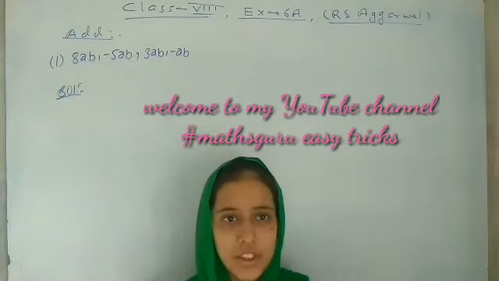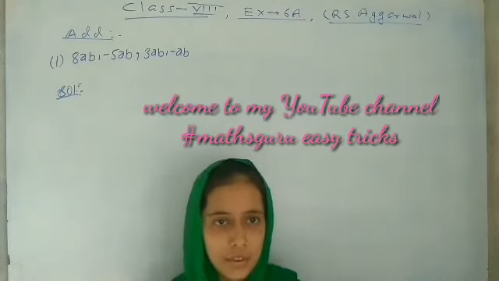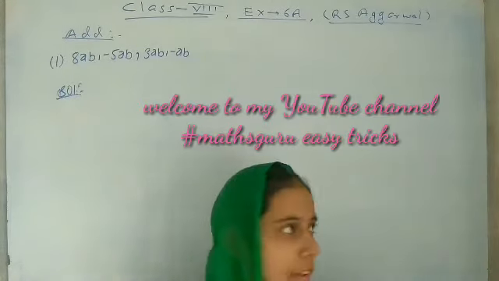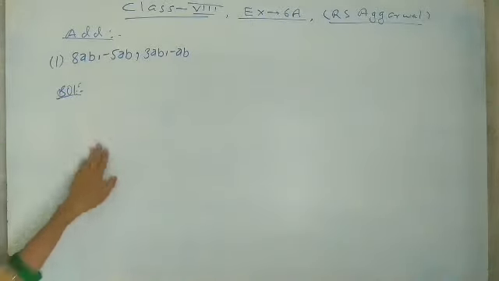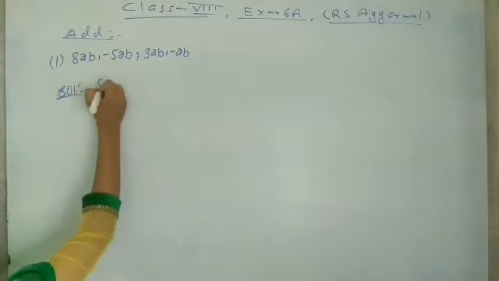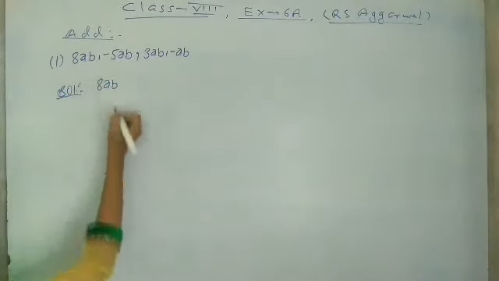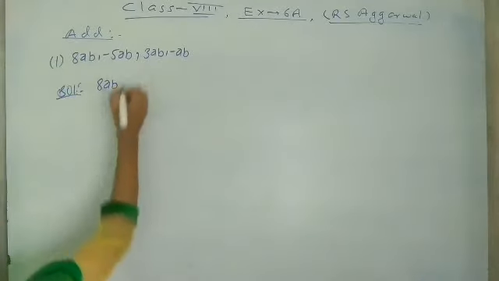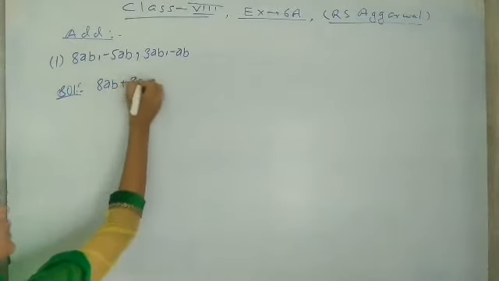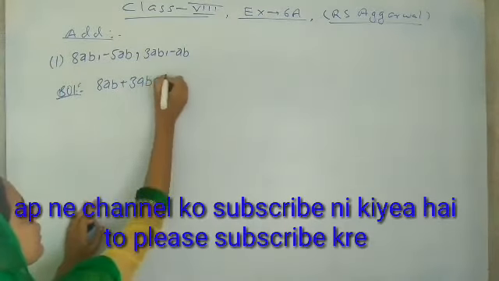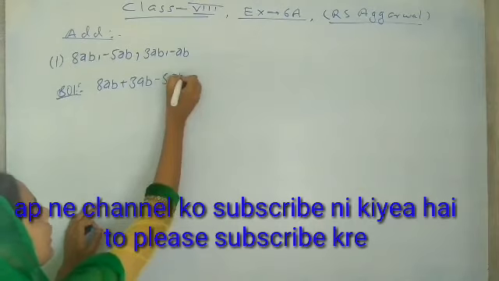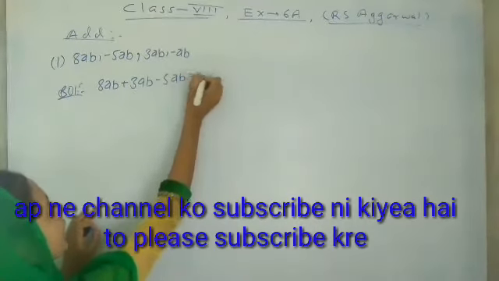Today's video we are going to start exercise 6A and chapter 6, that is operations on algebraic expressions. So question number one is 8ab, minus 5ab, 3ab, minus ab. So firstly, those that are in plus we will write: 8ab, and here comma means the sign is plus, 3ab. And here is minus, so we have minus 5ab and here is minus ab.